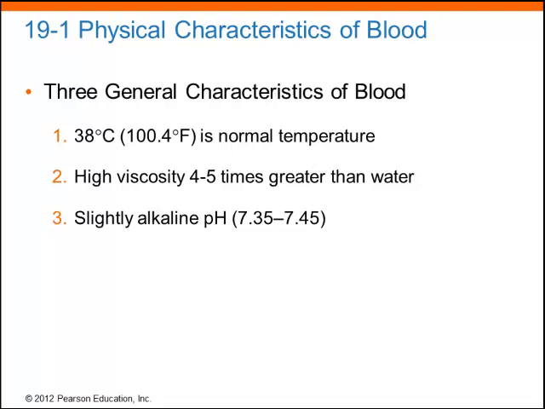Blood has a high viscosity. Viscosity is a measure of resistance to flow. Think about molasses pouring out of a jar. The viscosity of blood is due mostly to the red blood cells, and we measure viscosity as how much harder it is for it to flow than water. So the viscosity of blood is considered to be about 4 or 5, which means it's 4 to 5 times more viscous than water. Blood is also slightly alkaline.